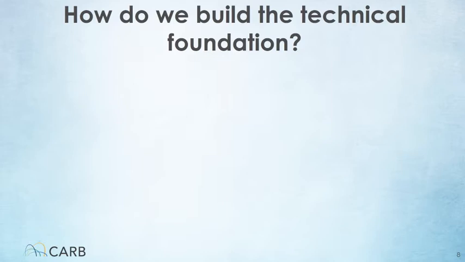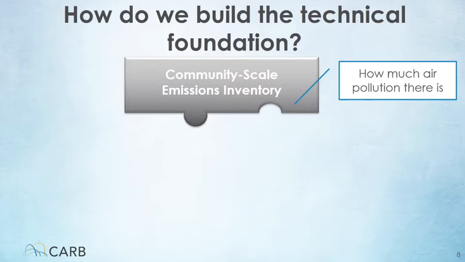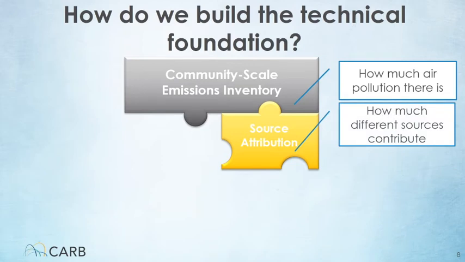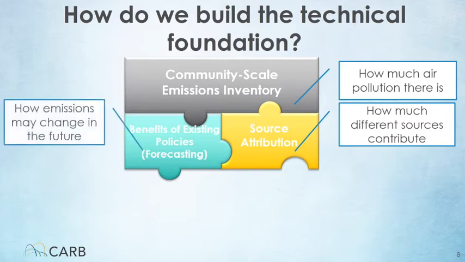The first step in building the technical foundation is to develop an inventory of those emissions, which estimates how much air pollution is coming from different types of sources in the community. A source attribution analysis builds on the inventory to assess how those different sources contribute to air pollution levels in the community. Another piece is to identify the future benefits of policies that already exist. This allows you to understand how emissions may change in the future, which can help prioritize emission reduction strategies. This is also known as forecasting.